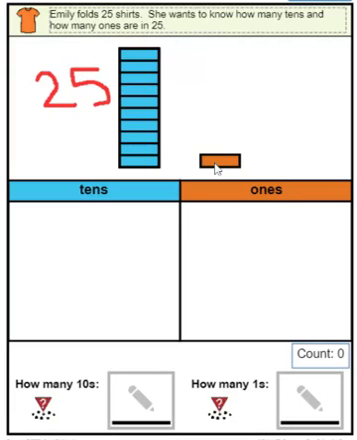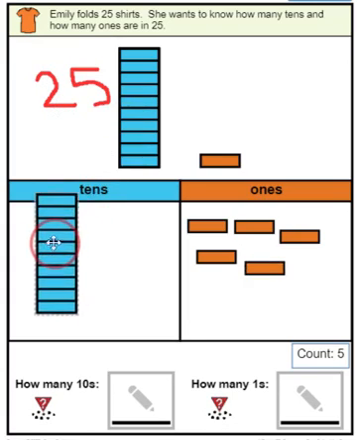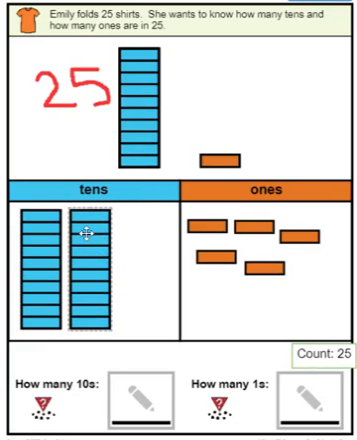So I need to drag 1, 2, 3, 4, 5 ones. Here's 5. And then how many tens? Look right here. And the number is 2. So I need 2 tens. 1 and 2. 2 tens is 10, 20. 20 and 5 ones is 25.